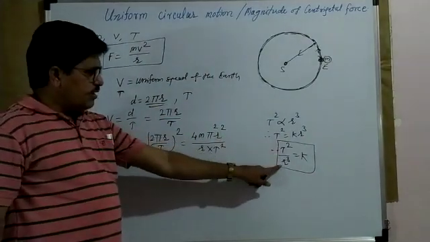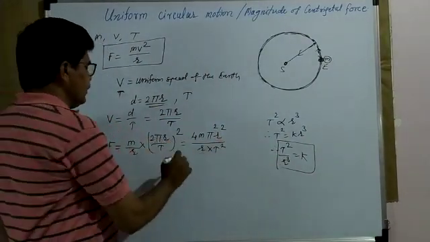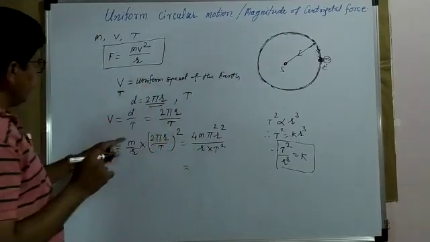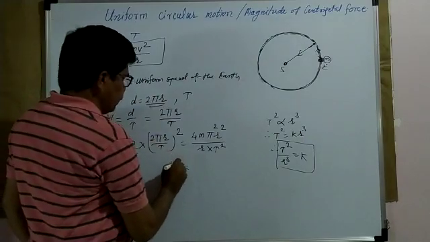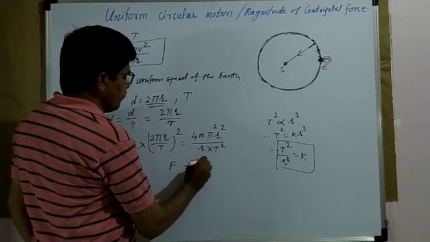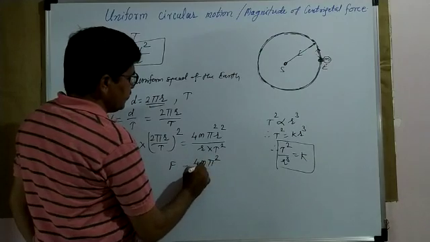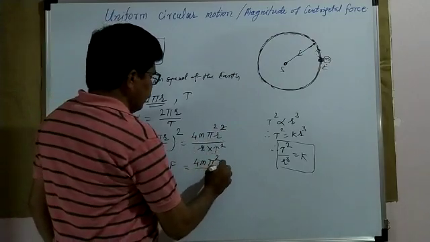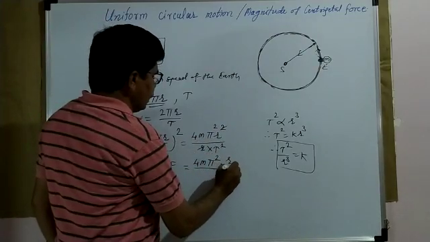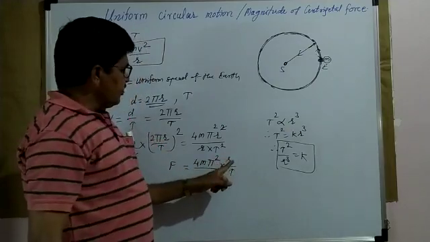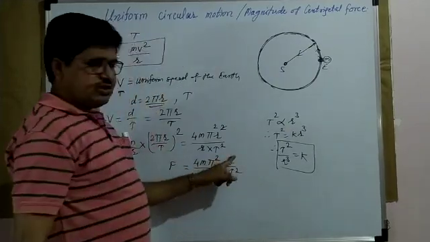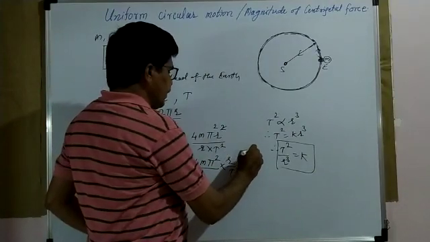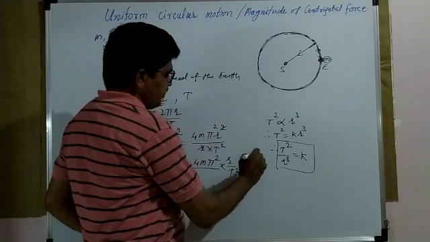To add the t square by r cube in that equation, there is the necessity of this. F is equal to 4m pi square divided by, suppose one r and one r get cancelled, multiplied by r divided by t square, but there is the necessity of the r cube. Due to this reason, multiply and divide by r square on the right side of that equation.